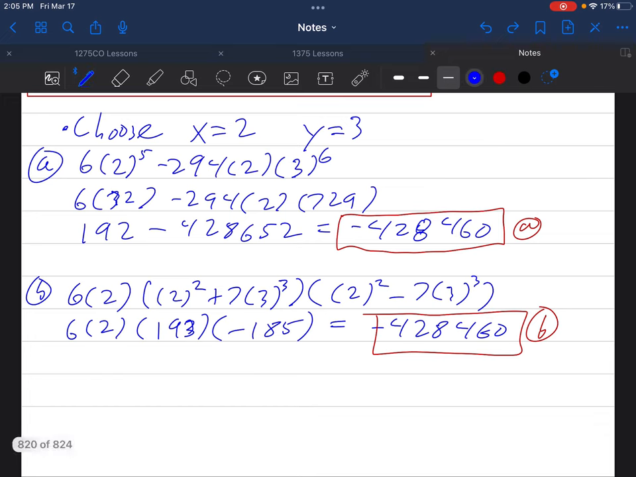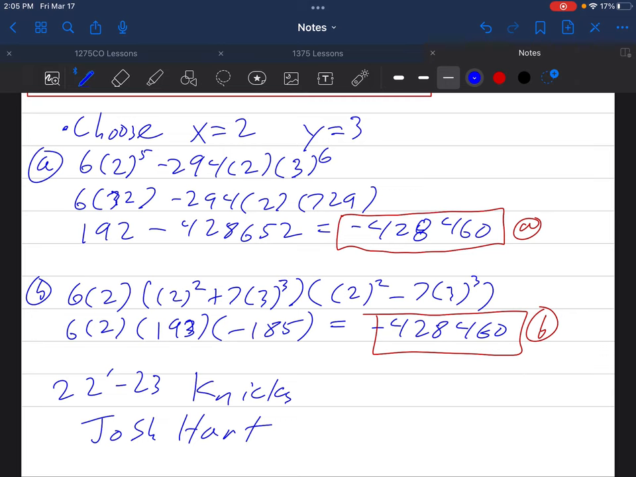Professor Kahn's favorite player on the 2023 New York Knicks is a player named Josh Hart. He's my favorite player because he hustles and because he plays hard when he's on the court.